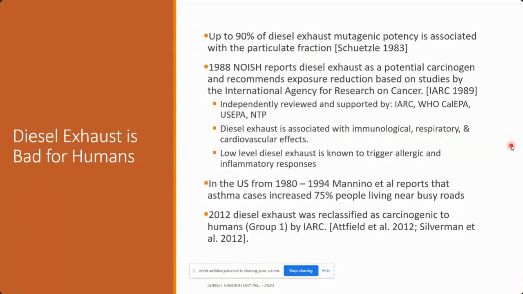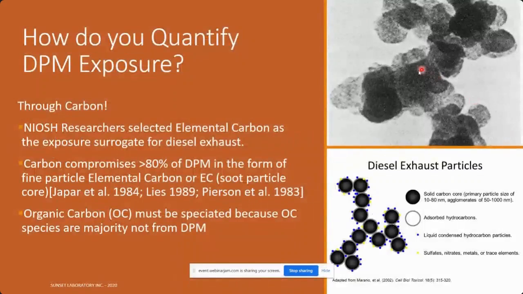And then finally, in 2012, diesel exhaust was reclassified as carcinogenic to humans as a group 1, all furthering the cause to not only measure diesel exhaust, but to put forth some sort of mitigation. So how do you quantify diesel? Within the community, diesel exhaust is commonly referred to as DPM, which is diesel particulate matter.